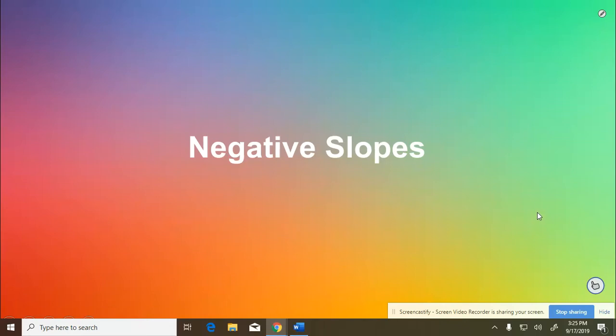Hey gang, so today we're going to learn about negative slopes. Yesterday we talked about slopes and we saw how they show the change in y over the change in x and help us graph a line very easily. But we haven't seen a negative slope, so let's see what happens.